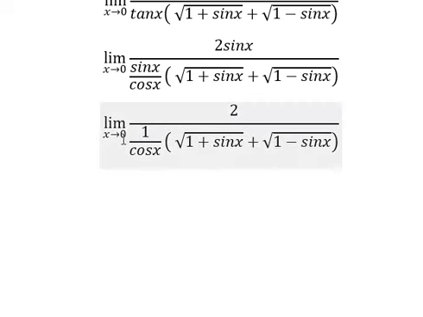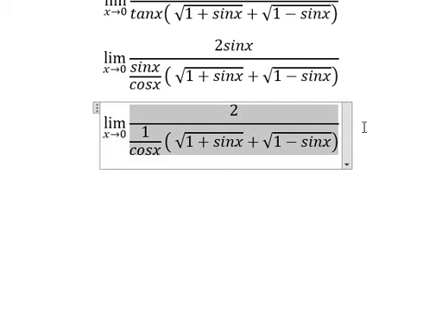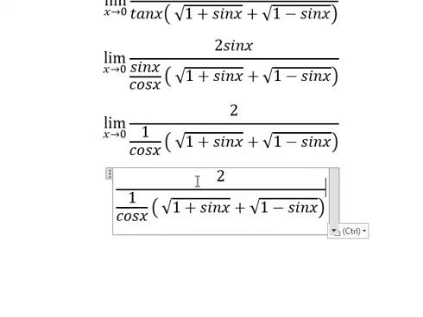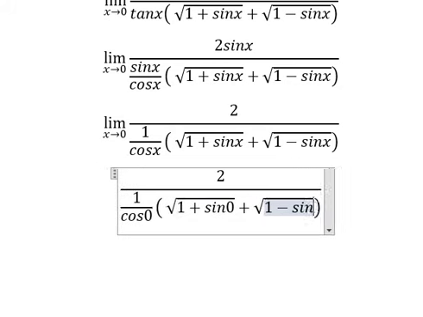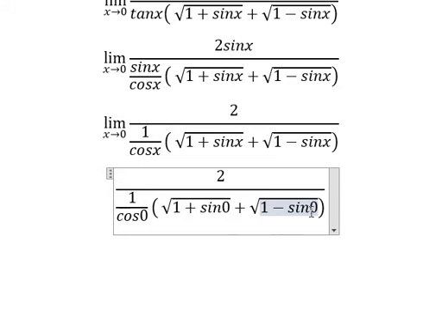Now we put number 0 here, here, and here. So we have the final answer. So if we simplify it, we have number 1.